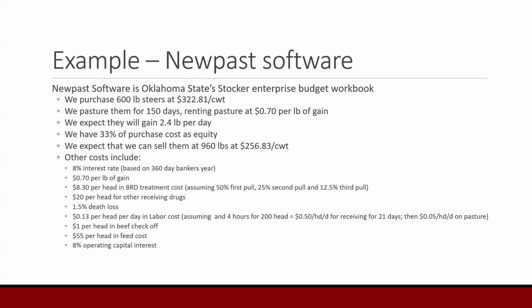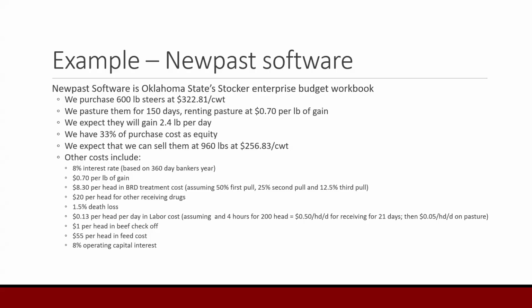Okay. 70 cents per pound of gain is our pasture cost. So we have $8.30 per head in BRD treatment costs. These animals got sick. That's based off 50% of the animals had to be treated once, 25% were treated twice, 12.5% were treated 3 times. I pulled these numbers out of thin air. Okay. We had $20 per head for other receiving drugs, so dewormer, vaccinations, implants, what have you.